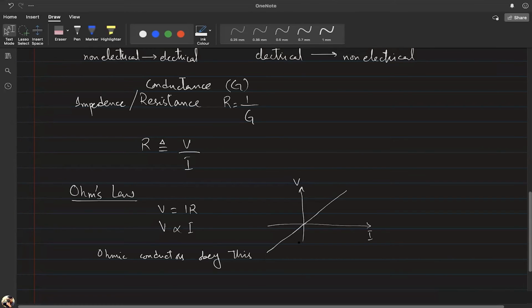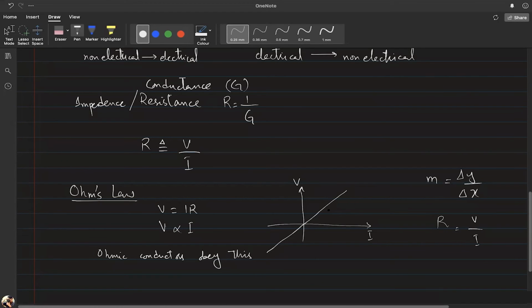Another important thing, and this is a general rule that you should remember: whenever you have a graph, just divide y by x to figure out what the gradient is. And that obviously comes from the definition of what a gradient is. So over here y is voltage and x is I. So what does that mean? The gradient is resistance.